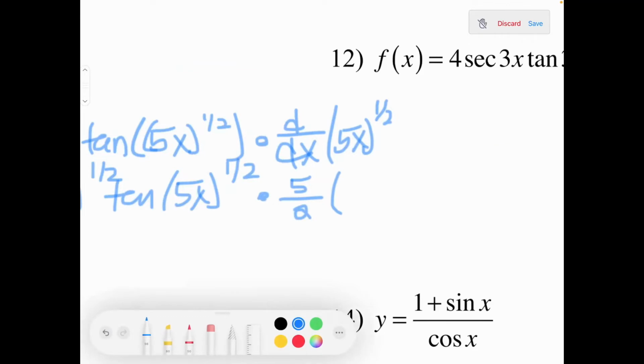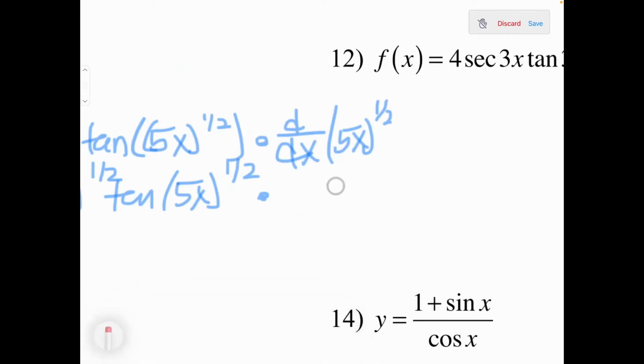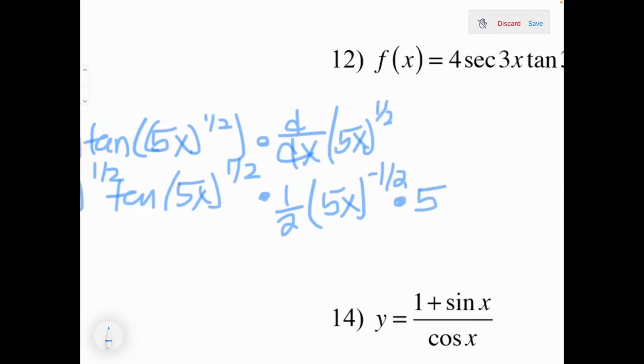Nope, we're not multiplying by the 5 over 2 yet, because that's inside. So it's just going to be 1/2. We're leaving the inside alone, 5x to the negative 1/2 power. And now we're going to multiply by the derivative of 5x, which is just 5. So we had to use chain rule multiple times there.